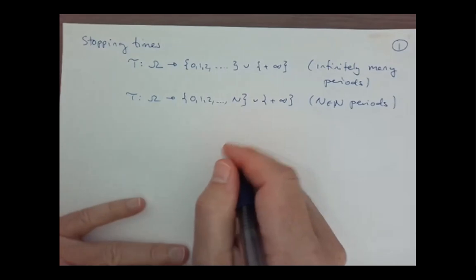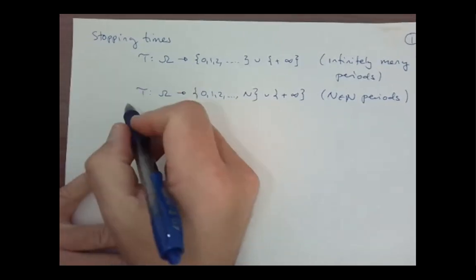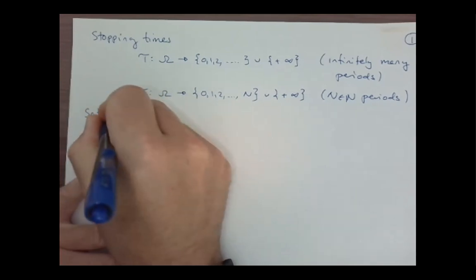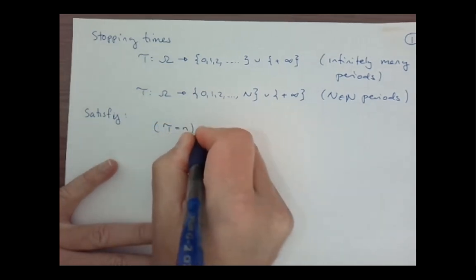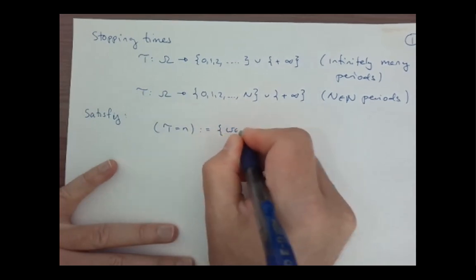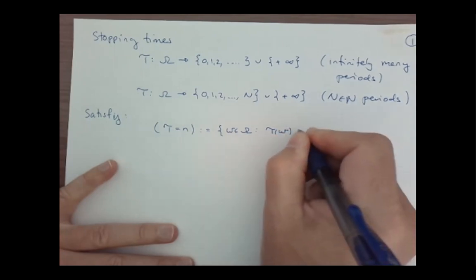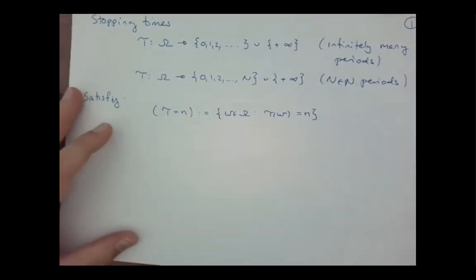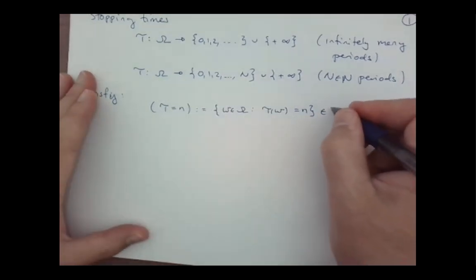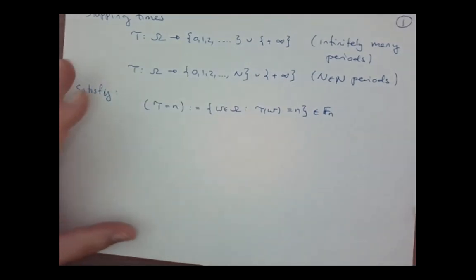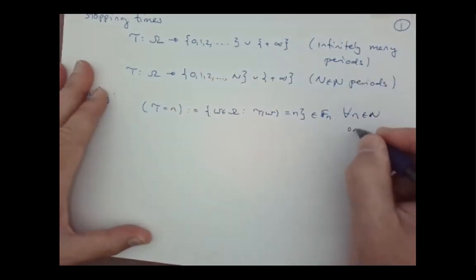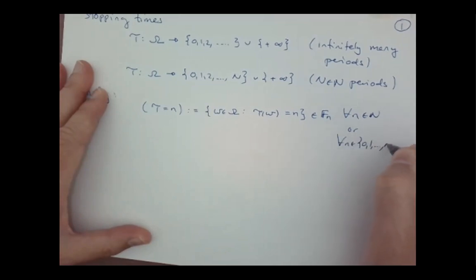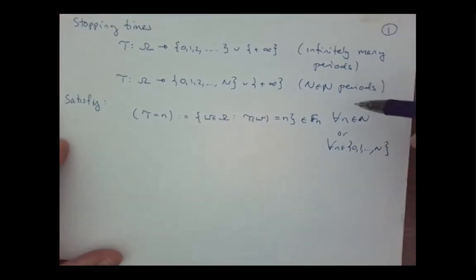Okay, so the random variable, the measurable, they satisfy this special property. If I look at the set of omegas, remember, this is shorthand notation for those omegas such that tau of omega is n, it satisfies that this set here is in Fn for all n. So it's either for all n in the natural numbers or for all n up to n, depending on which of the two cases we're in.